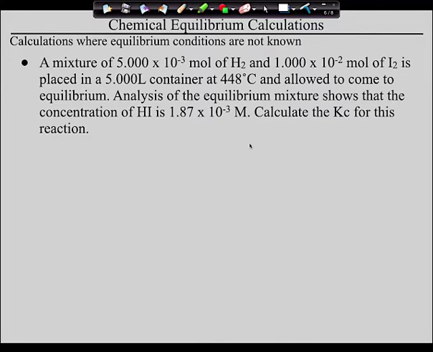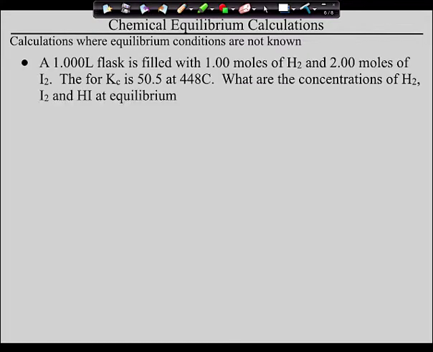Now's your chance. Do you need to sing the quadratic formula song? Do any of you know it? Good. Don't sing it. Here we go.